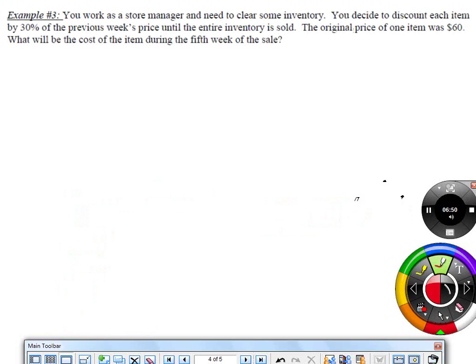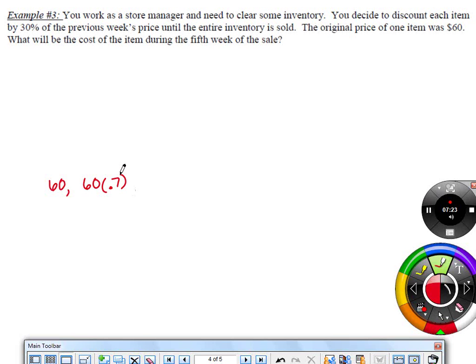All right, looking at a word problem example. You work as a store manager. You need to clear some inventory, and you decide to discount each item by 30% of the previous week's price until it is sold. The original price of one item is $60. So it would be $60 week 1. It would be 30% off, which means the person is going to pay 70% of the item. So I would choose to multiply it by 0.7.